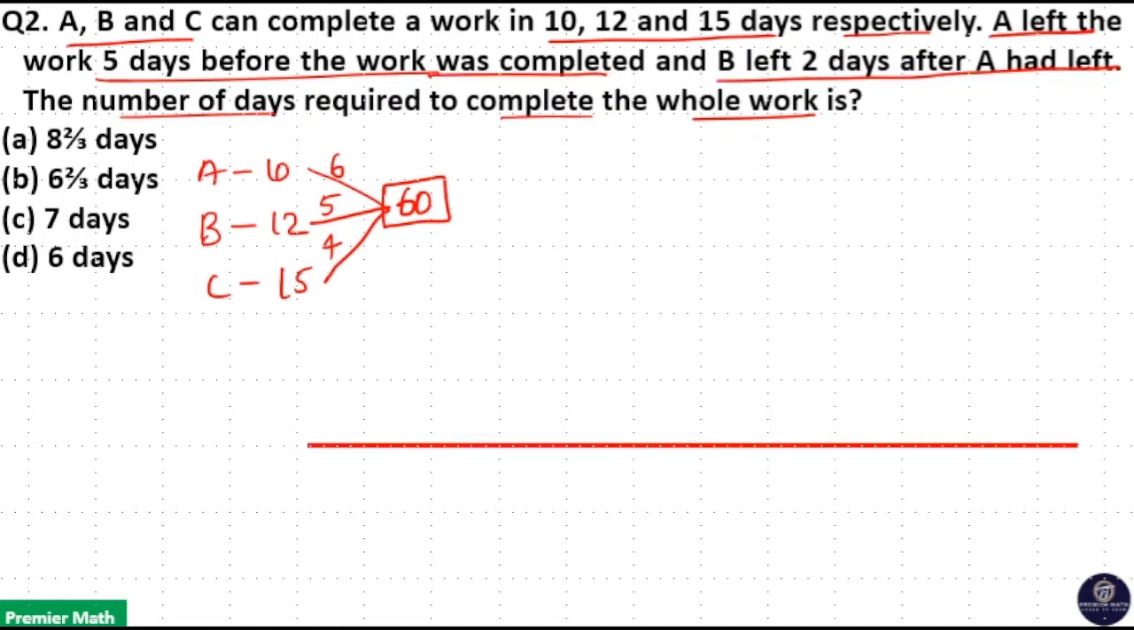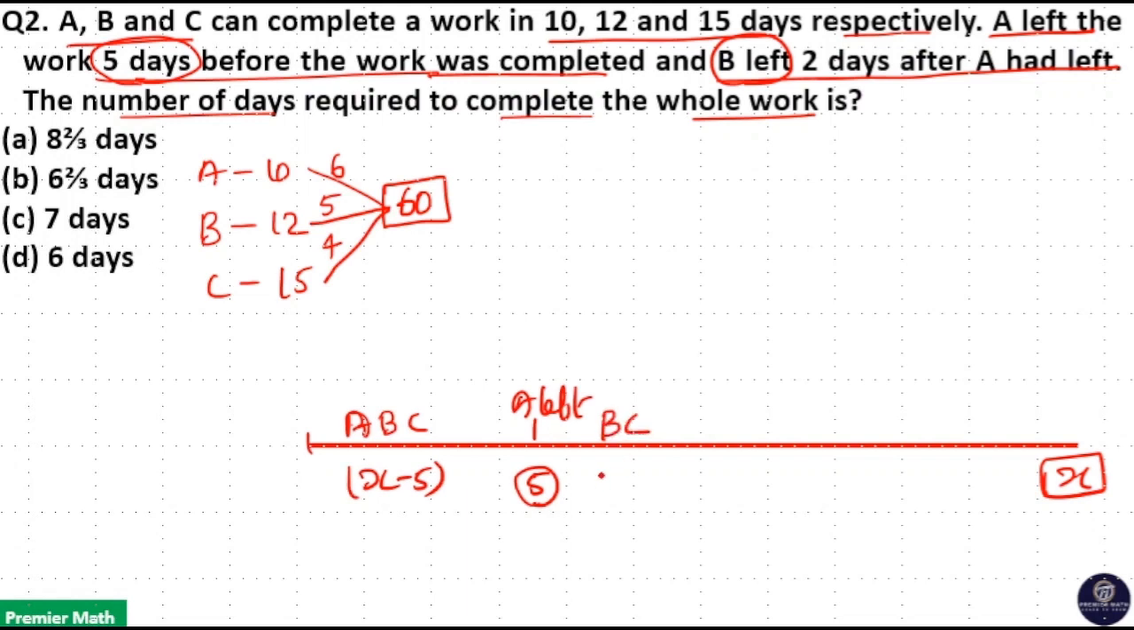The question clearly says that A left 5 days before the work was completed. Let X be the total number of days to complete this work. Then A left 5 days before the work was completed. That means for X minus 5 days, A, B and C were working together. Then A left, that is remaining is 5 days. But B left 2 days after A had left. That means after A left, B and C were working together for 2 days.